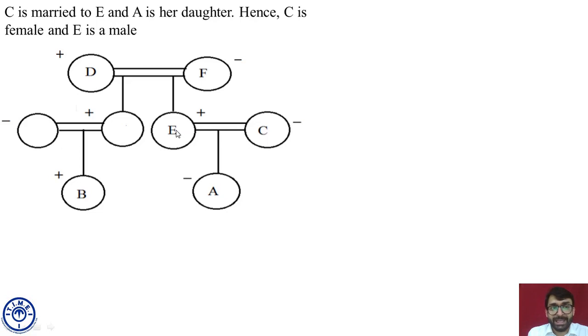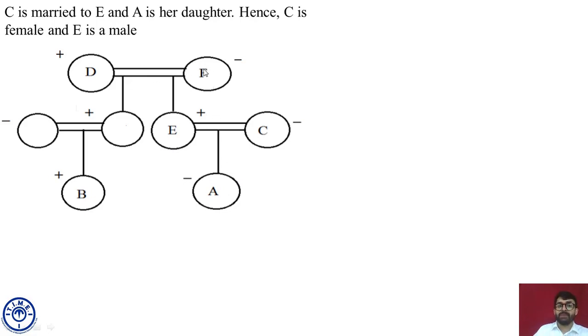So C is married to E and A is her daughter. Hence C is a female and E is a male, because it is mentioned C is married to E and A is her daughter. That means C is a female, and C is married to E, that means E is a male. That means B's paternal uncle is E and E's wife is C. C's daughter is A, E's daughter is A, D and F are grandparents.